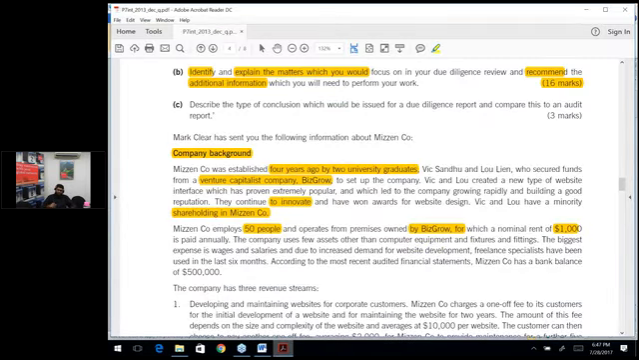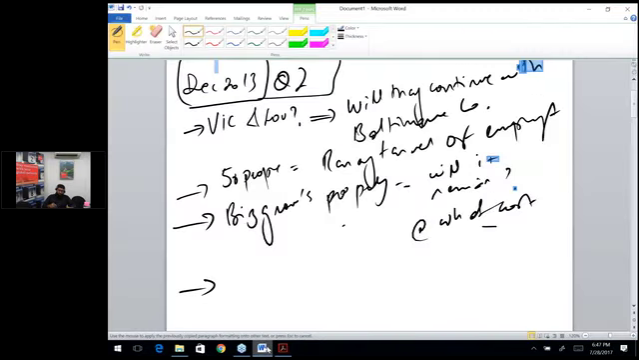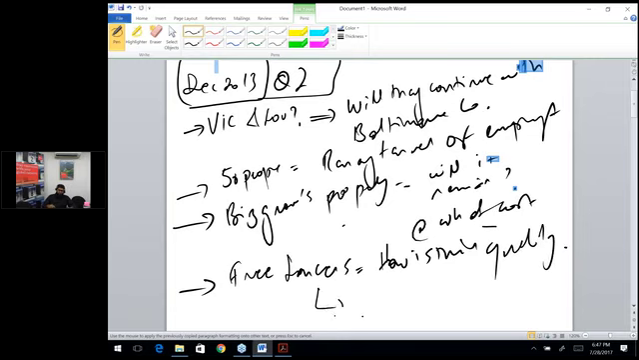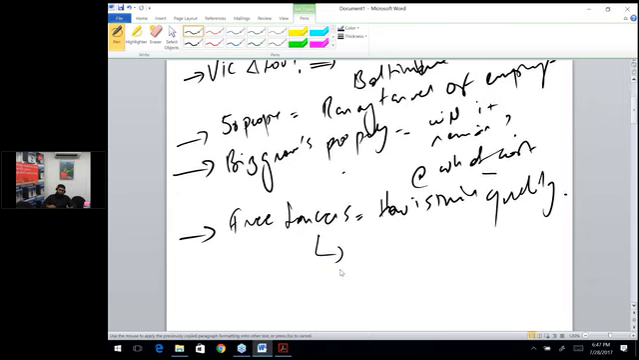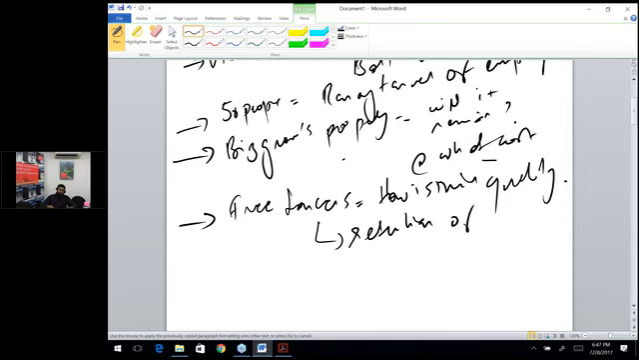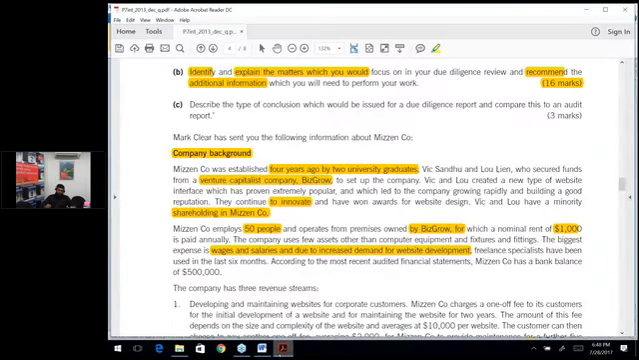Now, it says the company uses few assets other than computer equipment and fixtures and fittings. The biggest expense is wages and salaries, and due to increased demand for website development, freelance specialists have been used in the last 6 months. So the entity is relying upon freelance specialists. An important point is freelancers: how is their quality? And if the freelancers are working easily in the market, then the problem that would also arise is the retention of those 50 people. Will you be able to retain them?